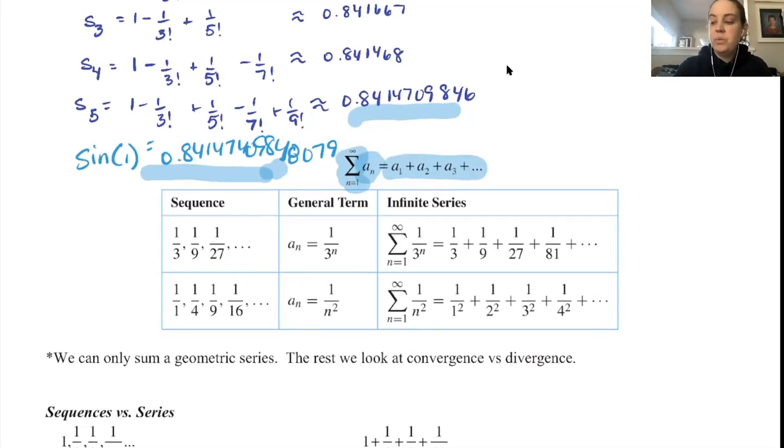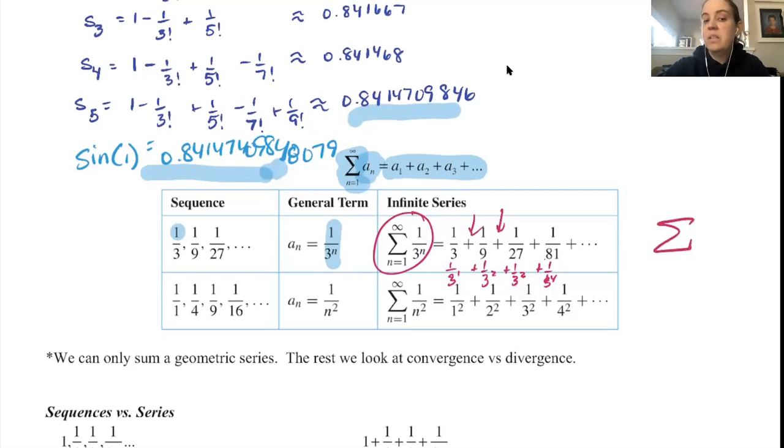So 1/3, 1/9, 1/27. My general term is 1/3 to the n. Hopefully you're starting to be able to see these a little bit. That this would be 1/3 to the first, 1/3 squared, 1/3 to the third, 1/3 to the fourth. And when you put those plus signs in there, that's where you use the sigma. You might see that sigma if you do any spreadsheet work in Excel. The formulas, they do have that sigma in there for sum. Sigma means sum. The next one I have is, same idea, 1/n squared.